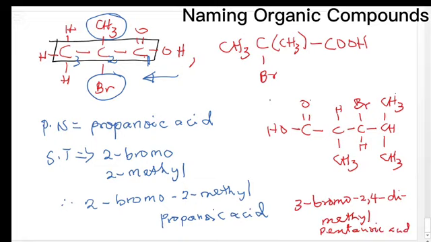So the longest carbon chain is 1, 2, 3, 4, 5. That's 5, so that's actually a pentanoic acid, as you said. That one is correct. So we take the position here, this position 2, this position 3, and this position 4. So yes, you got it correctly. 3-bromo-2,4-dimethyl pentanoic acid. Beautiful. That was awesome.